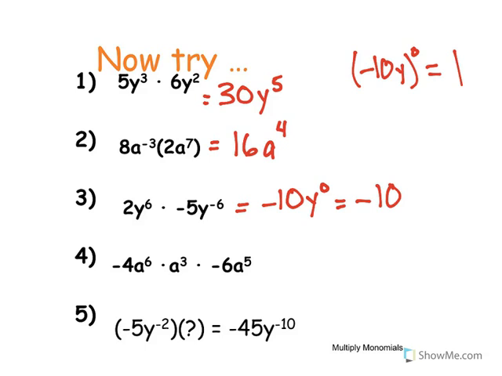For the next one, I'm going to multiply all my coefficients. Negative 4 times 1 times negative 6, which is 24. I'm going to add my powers of a. 6 plus 3 plus 5 is 14.